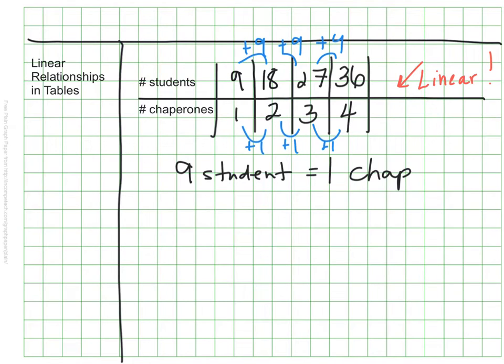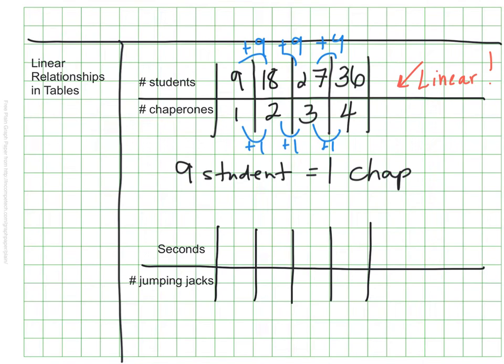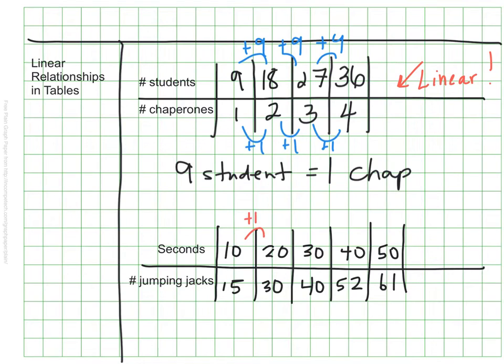Let's take a moment to look at a second example. This table will show us the variables of time in seconds and the number of jumping jacks that someone has completed. If we take a look at this table, we can see that the number of seconds is increasing consistently by 10 seconds per interval. But what's different here is that the number of jumps is not predictable.